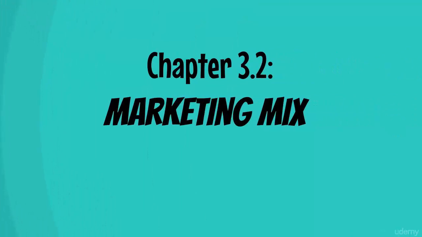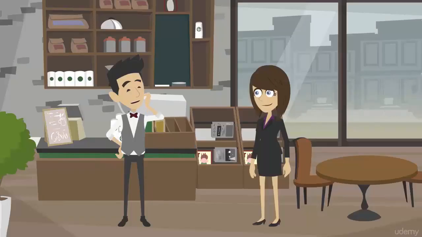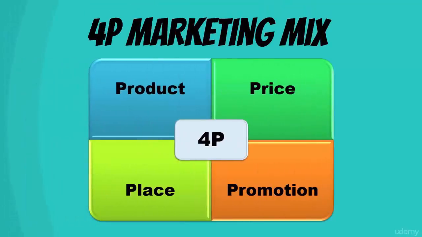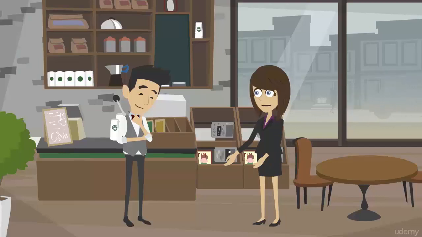Chapter 3.2, Marketing Mix. What should I do after the STP process? You should do marketing mix after the STP process. The 4P is a typical method of marketing mix. 4P? Yeah, the 4P stands for product, price, place, and promotion. Product, price, place, and promotion. I see. What is the 4P used for? You can plan marketing strategy in detail using the 4P.